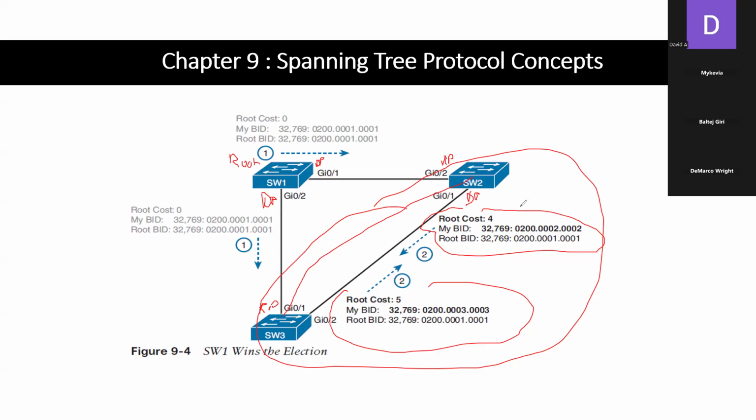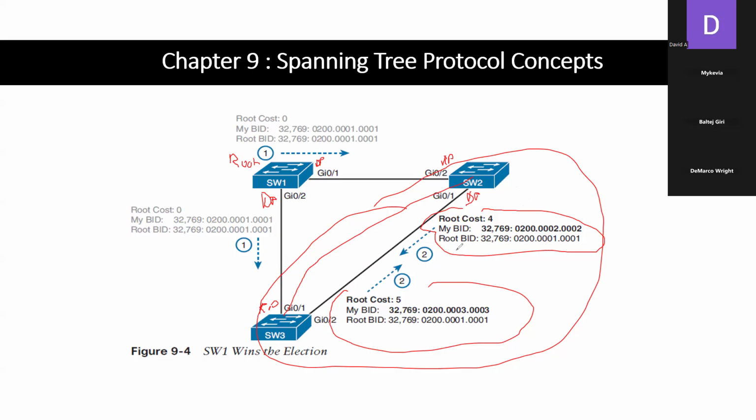The election of the designated switch happens with both of the switches sending hellos to each other, and the switch that has the lowest root cost wins, because that's a value within that BPDU frame, the hello.